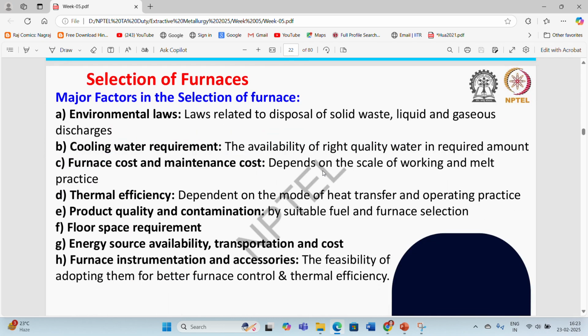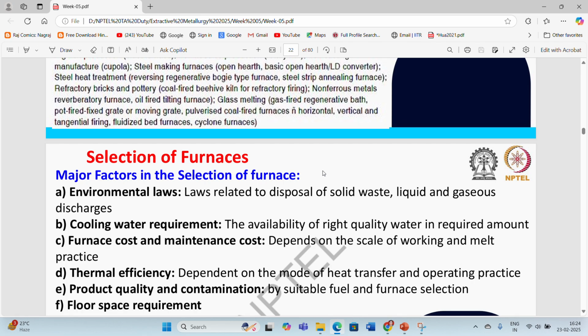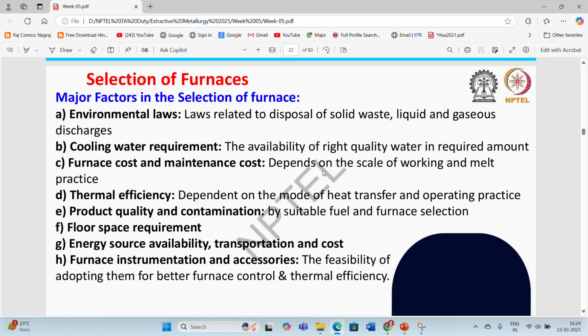Now there are some factors which we need to consider for the selection of a particular furnace, because we have talked about numerous types of furnaces, like shaft furnaces, based on different fuel sources, shape, size, and operations. So how to select a particular furnace for the applications? There are some major factors involved during the selection of furnaces.